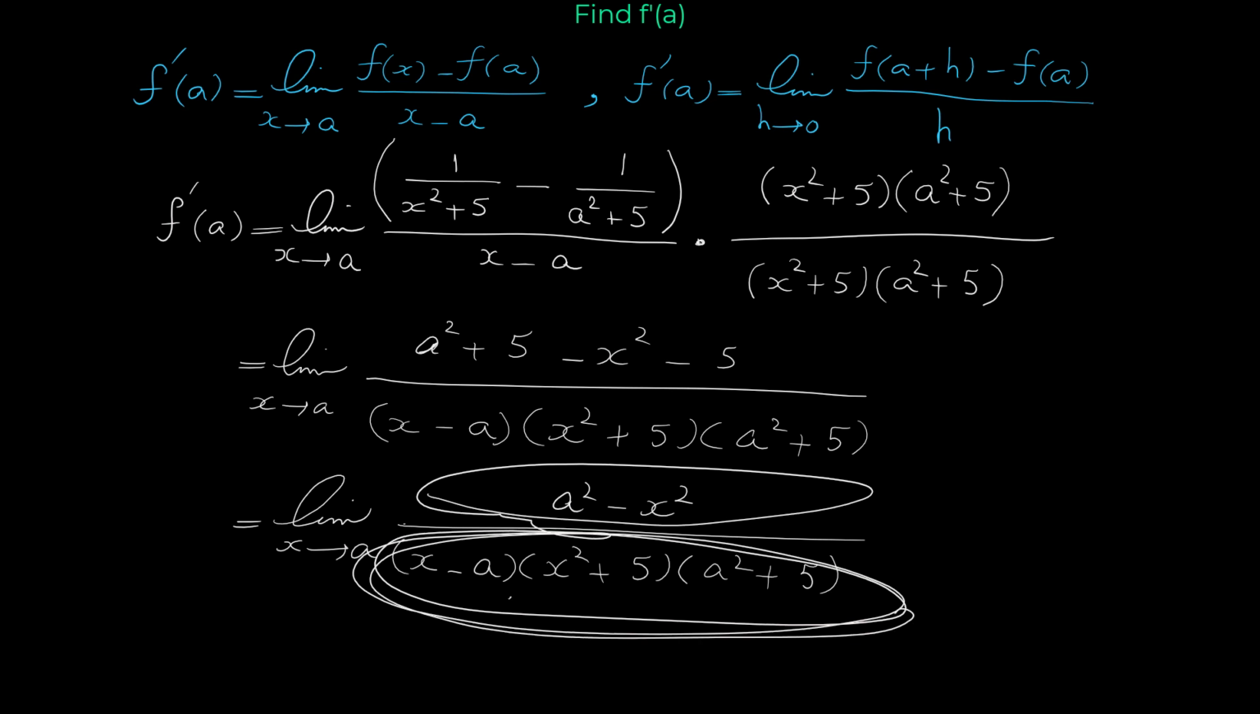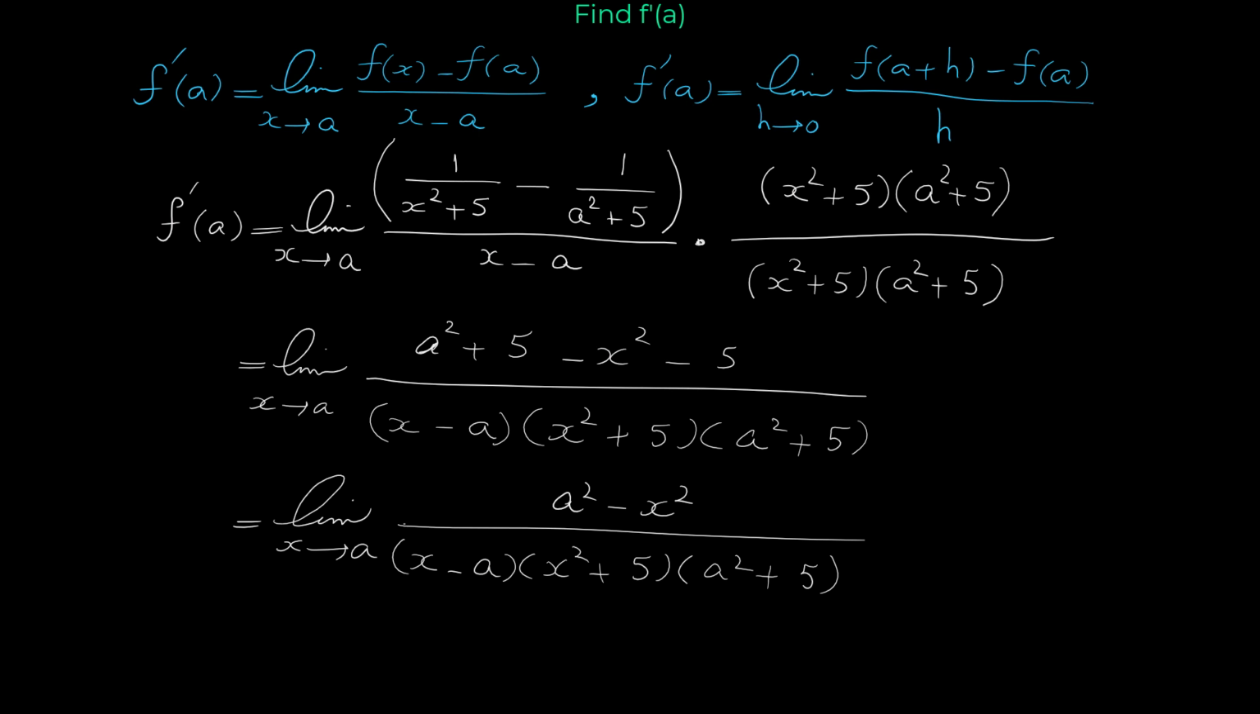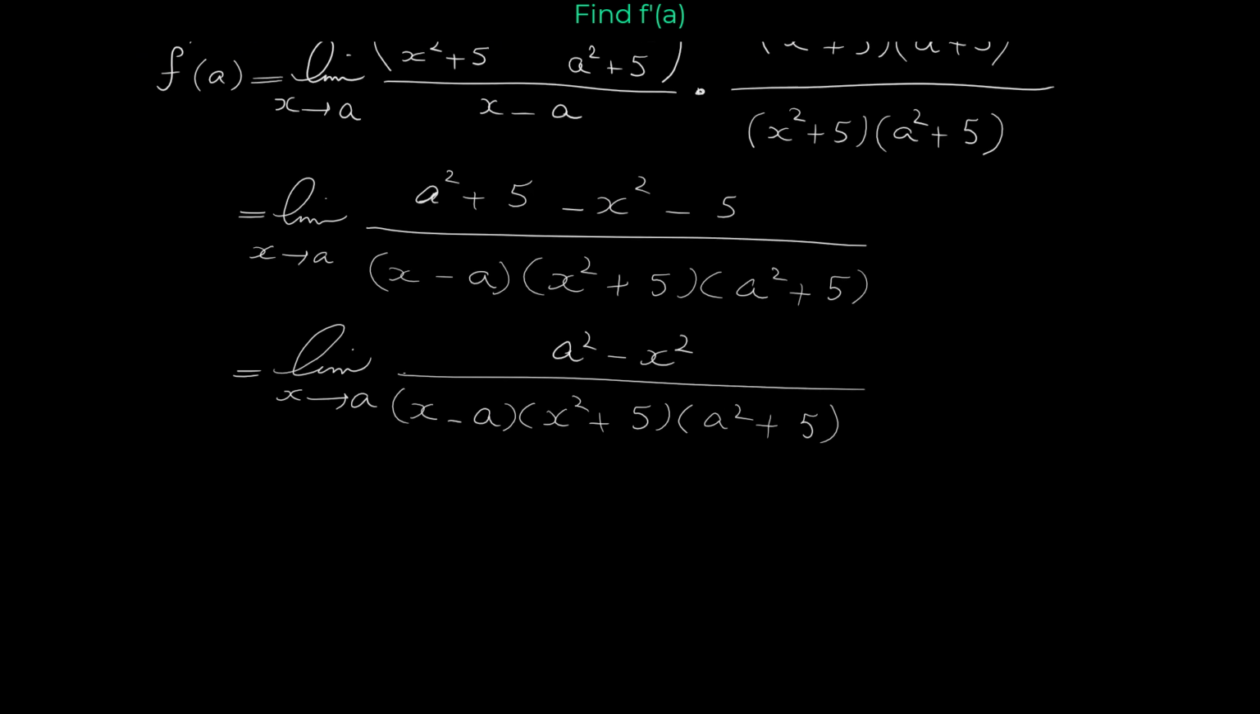And basically the thing that should cancel is this x minus a that we have from the beginning. We have to simplify the numerator, and finally we have to find something in the numerator that cancels with this. Look in the numerator. We have a to the 2 minus x to the 2. By the identity of difference of squares, we can rewrite the numerator as a minus x times a plus x.